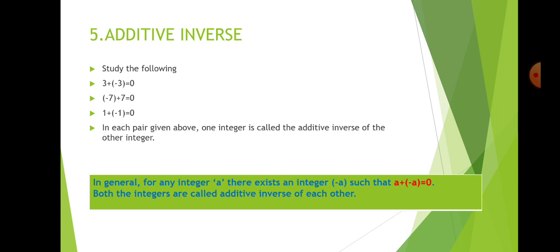Here, for any integer a, there exists an integer minus a such that a plus of minus a is 0. Both integers are called additive inverse of each other.